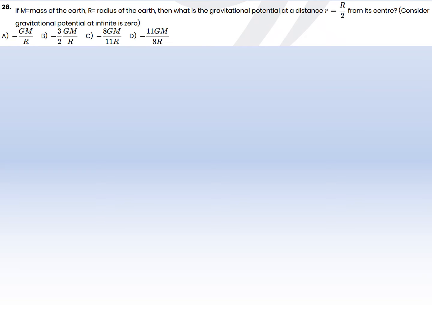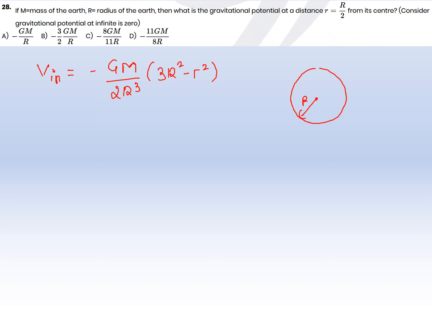In this question, the mass of Earth is given and the radius of Earth is also given. We know the potential inside a solid sphere is given by minus GM by 2R cube, in bracket 3R square minus small r square, where small r is the distance from the center. Suppose this is a solid sphere whose radius is R, and we are finding the potential at distance r from the center. In the question, r is R by 2. So just put the value of small r and you will get the value of potential.